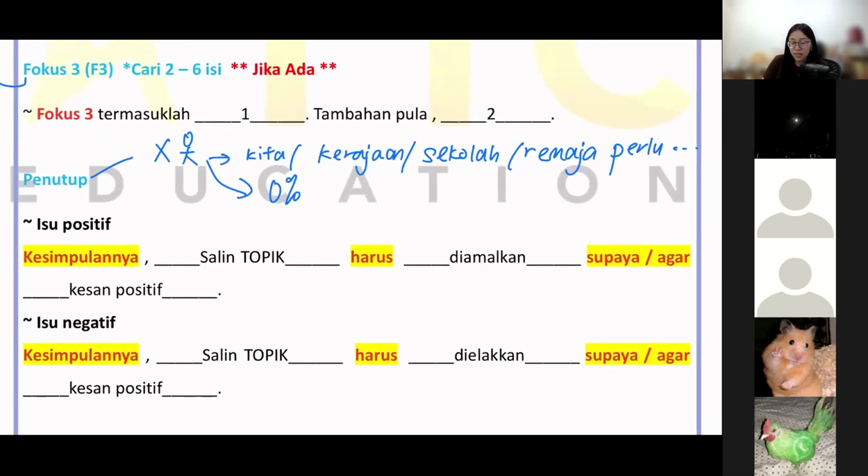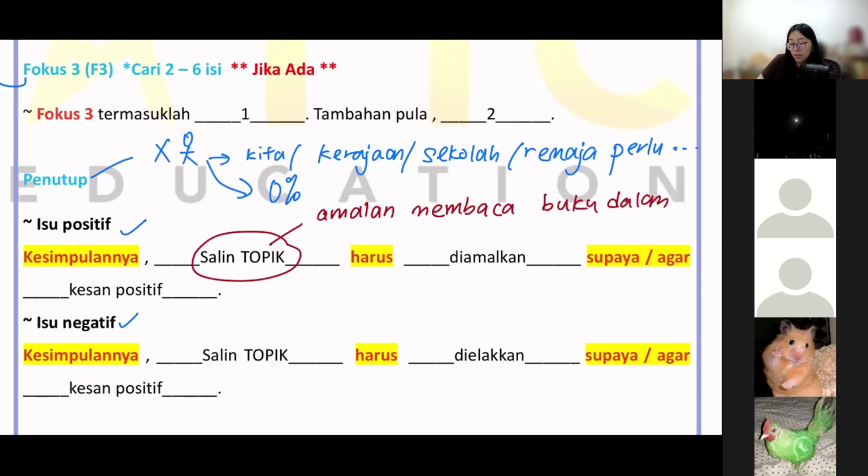Okay, don't say give him lah. Cannot like this. Okay, and then we have issue positive and issue negative. For example, if it's a good thing, for example, amalan membaca buku dalam kalangan remaja. Reading habits within this group is correct, nothing wrong. But I cannot say remaja haruslah buat apa. Then you get a 0 marks here.